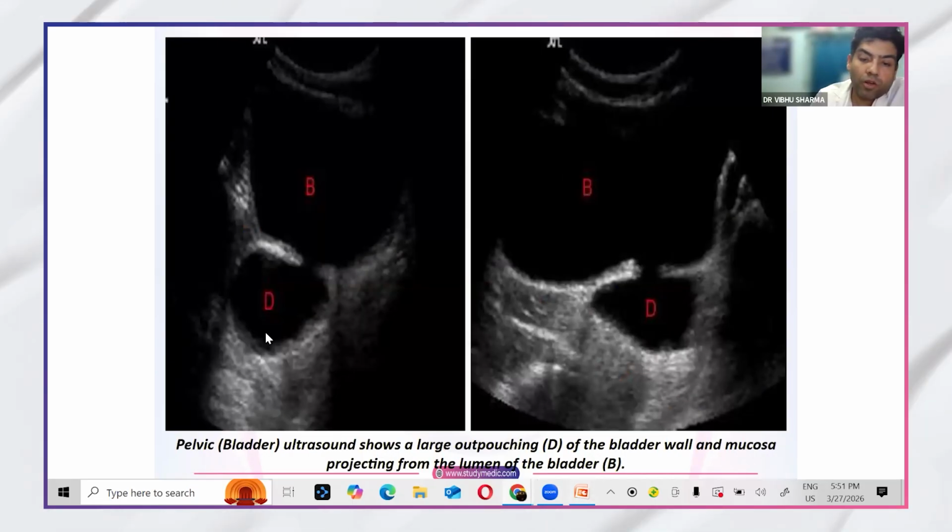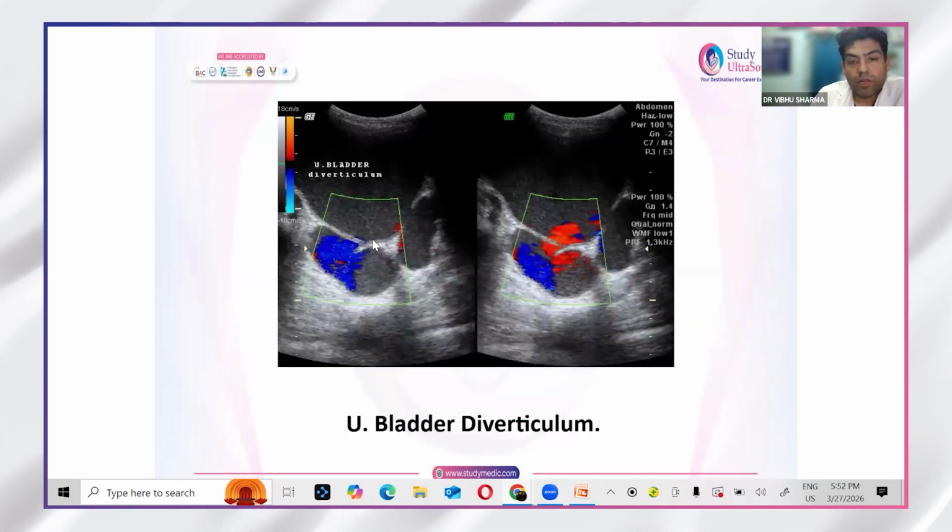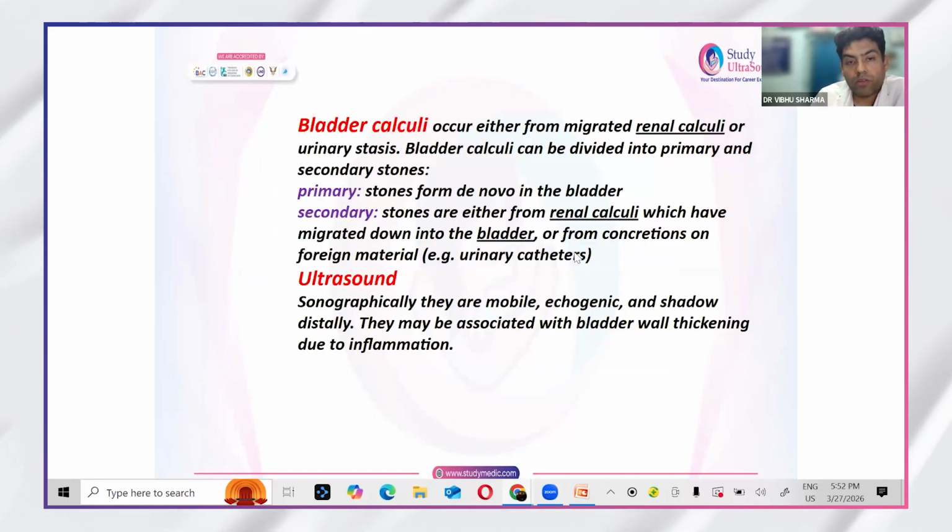So this is without Doppler. You can see there's outpouching which is showing communication with the bladder wall. So another case of bladder diverticulum, very well diagnosed on ultrasound.